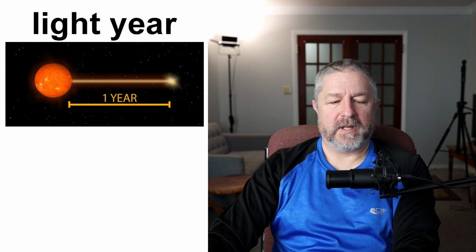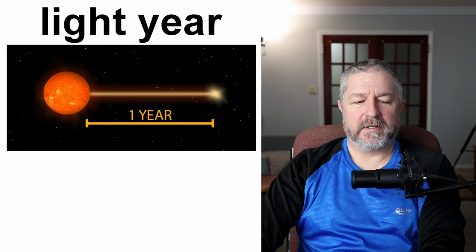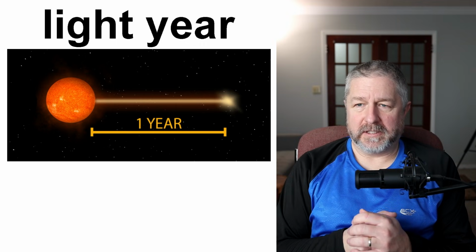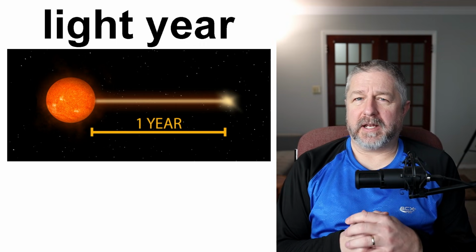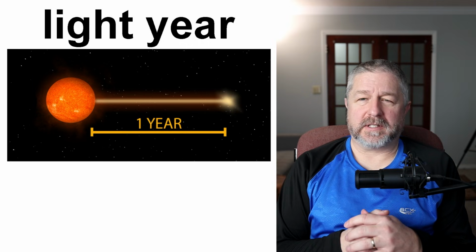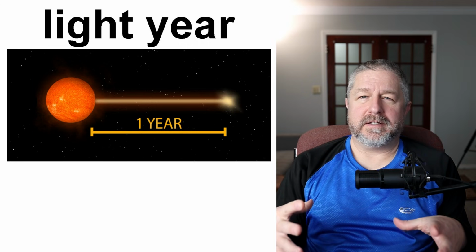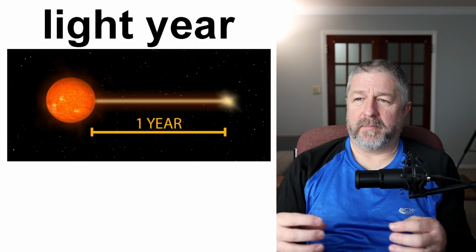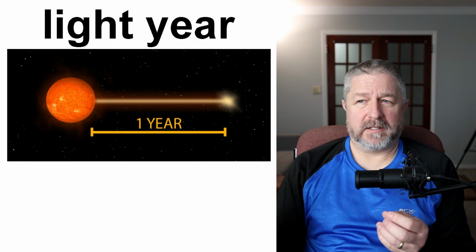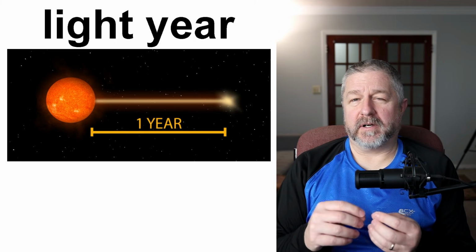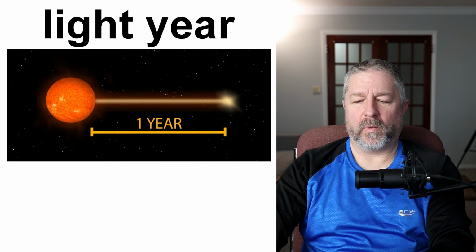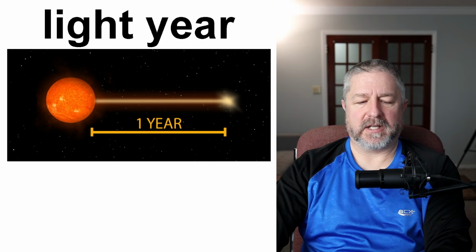A light year. So a light year is the distance that light travels in 1 year. So the sun, as we said, is 8 minutes and 20 seconds from the Earth. So it's nowhere near a light year away. But if you go far enough out into space where it would take light 1 year to get there from the sun, you would be 1 light year away from the sun.